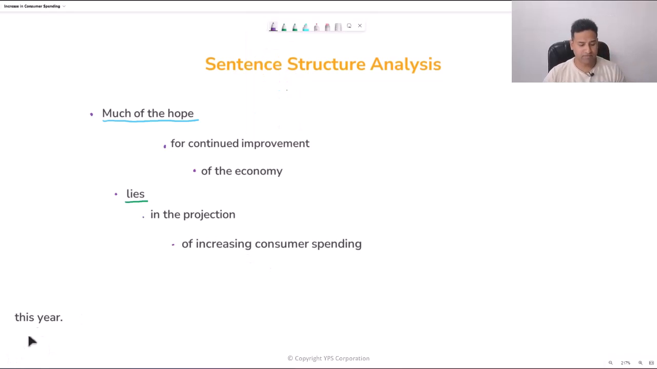And then we have this here, another modifier, which seems to be telling us when the spending is going to increase. So for now, let's just put it over here. And we have all our bullet points with indentation. So this is what the sentence structure looks like, guys. It seems like a grammatically correct sentence.